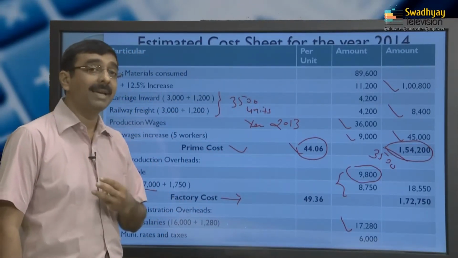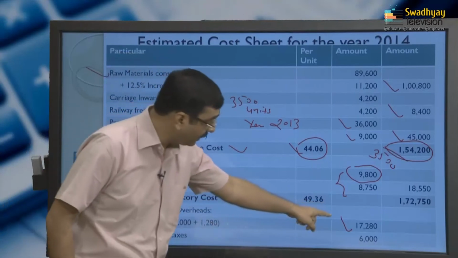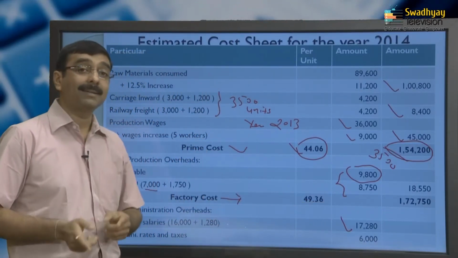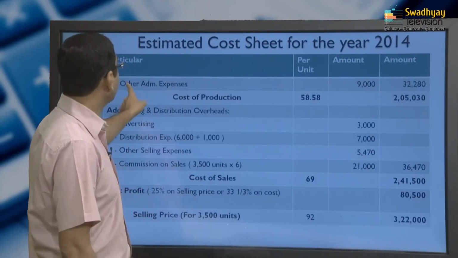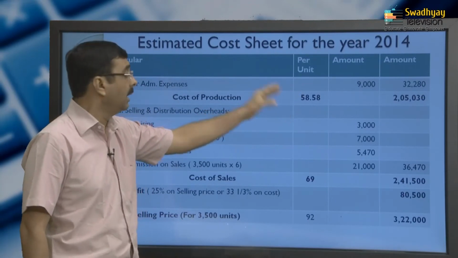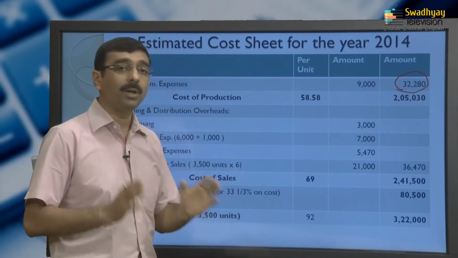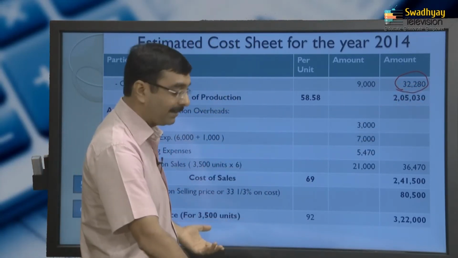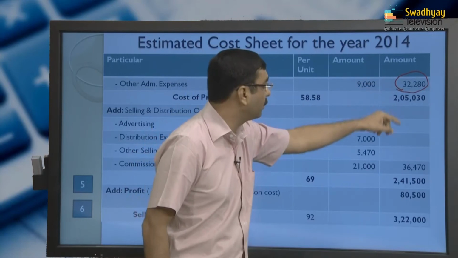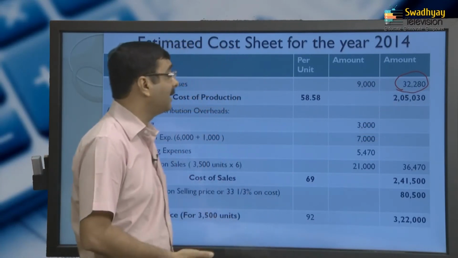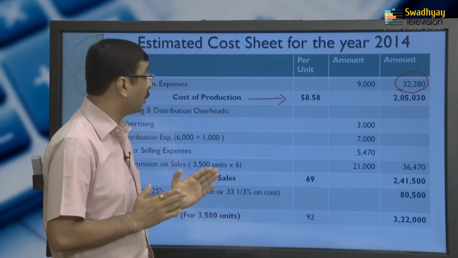So that means there are 3 expenses. One, office salaries, because of the changes in the year 2014, 17,280. Municipal rates and taxes, because they now have their own property, that is 6,000. And the third, other administrative expenses, as it is, 9,000. Make the total of all these three items, which is 32,280 rupees of total office expenses, added into the factory cost. The factory cost is 1,72,750, add this 32,280 to that, and the total amount, the next answer, that is the cost of production, is 2,05,030 rupees. So this is your cost of production.